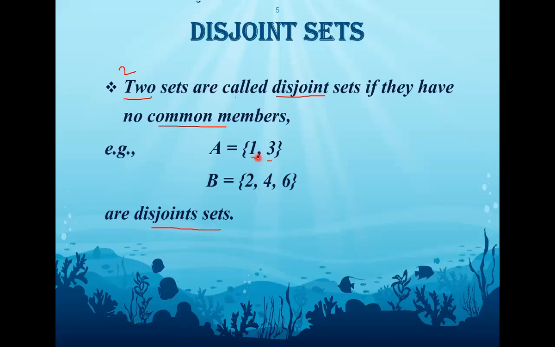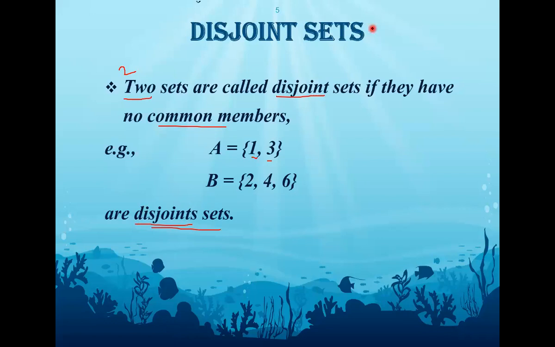Why disjoint sets? Because the elements are completely different here. If the elements are the same, you will say that the given sets are equal sets, and if the elements are not the same, you will say that the given sets are disjoint sets. Is it clear?